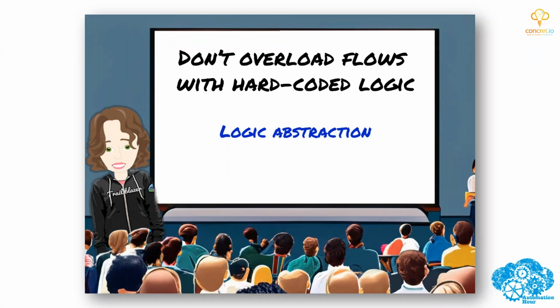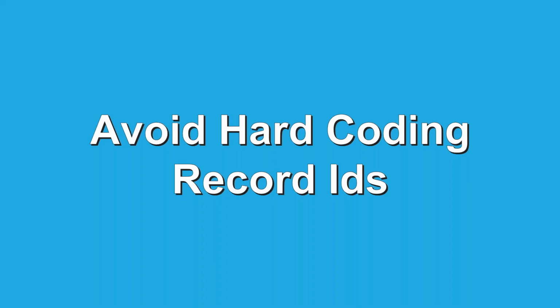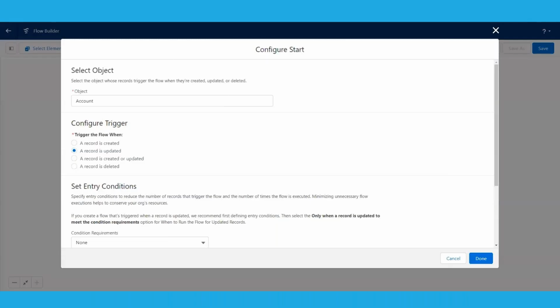Now let's talk about hard coding logic. This is another best practice not to do this. And I know we've all done this in the past. I know I have, and at one time it was pretty necessary to do in some instances. But now we have a lot of ways to avoid hard coding record IDs, especially. And let's talk about that and see how this happens.